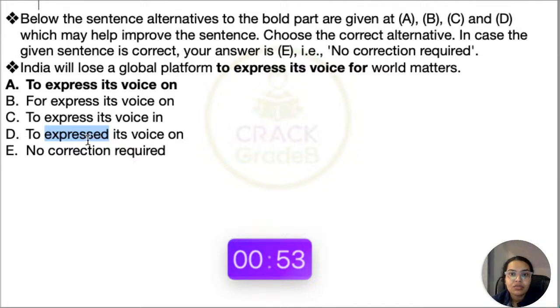Wrong in itself. Then in is wrong. That's what we don't need. For is also we don't. This for before express is also wrong.